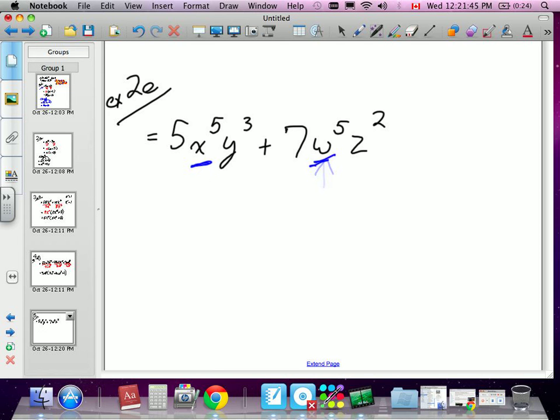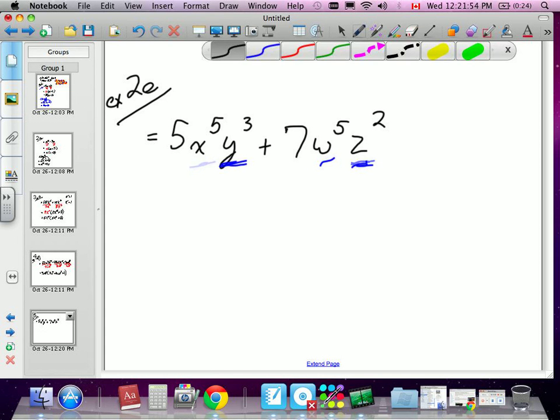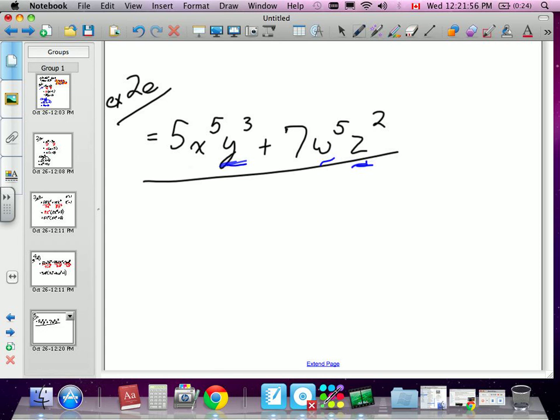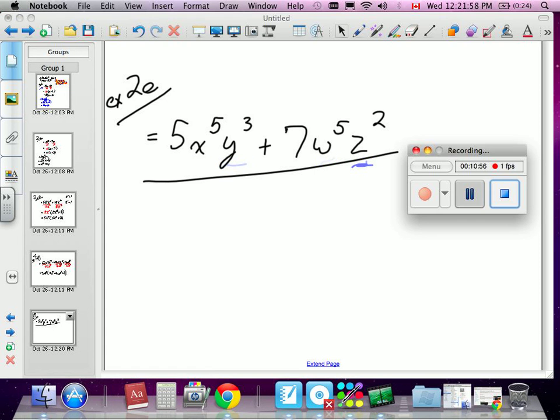Same with x and z. Okay? And y, w, y, z, I can't take anything out. So am I able to factor this any lower? No. That's done. Okay, ready? This is what you would write.